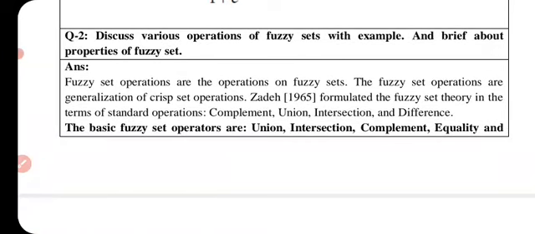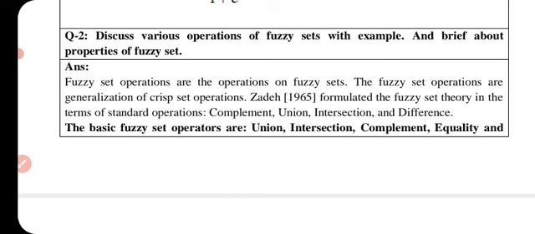Next question. Discuss various operations of fuzzy sets with examples and brief about properties of fuzzy sets. This is the most important question from the exam point of view: operators or operations in fuzzy logic. Fuzzy set operations are the operations on fuzzy sets. The fuzzy set operations are a generalization of crisp set operations. So almost similar types of operations exist for fuzzy sets and crisp sets.